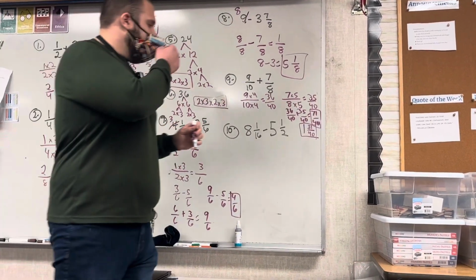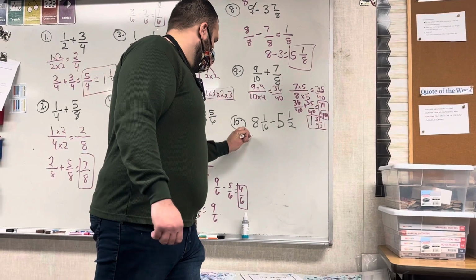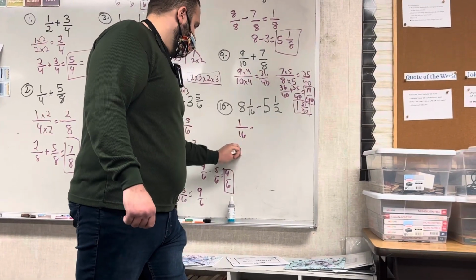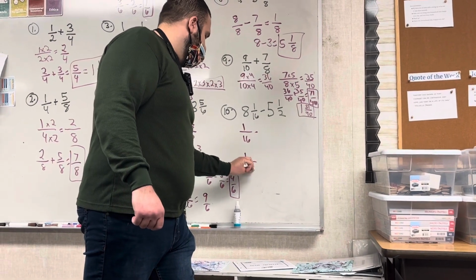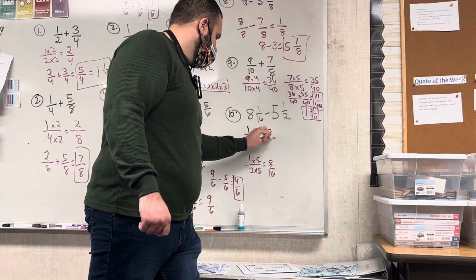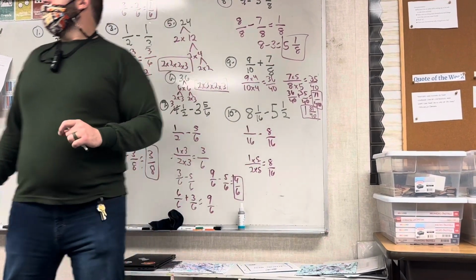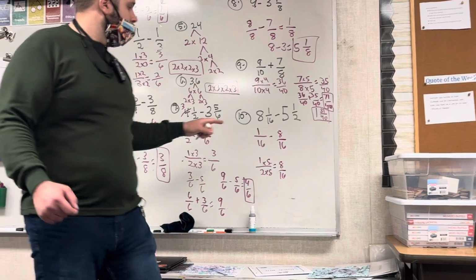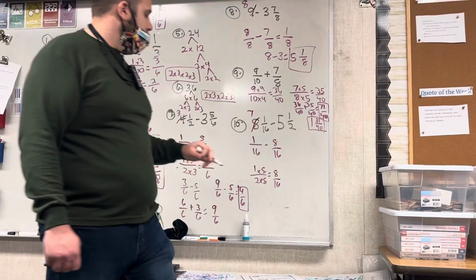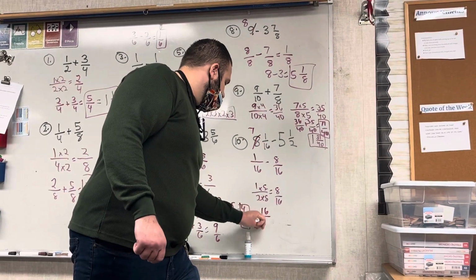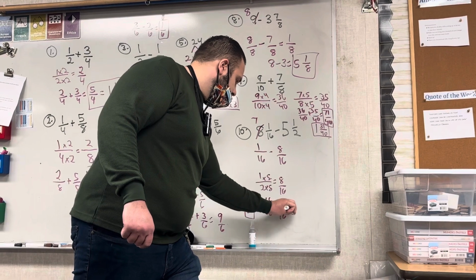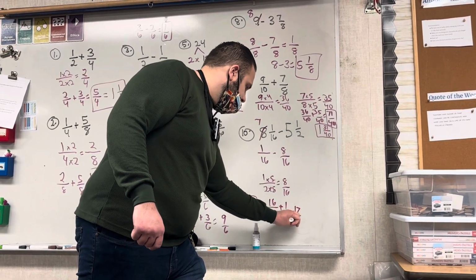All right, and now finally number 10, we got 1/16 minus 1/2. I'm going to multiply them both by 8. Gives me 8 over 16. This is too small, so I need to regroup. That turns to a 7. I'm going to put 16 over 16, which is my whole number that I took from here, and add it to 1 over 16. That makes it 17 over 16.